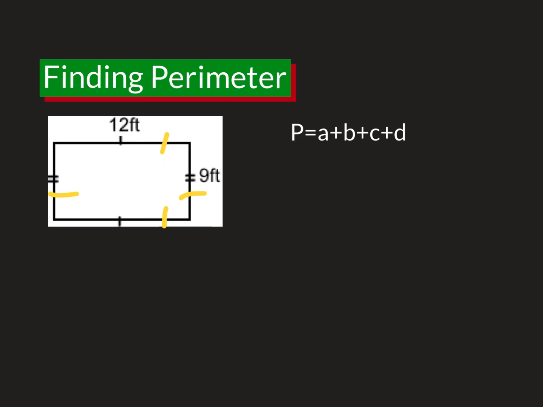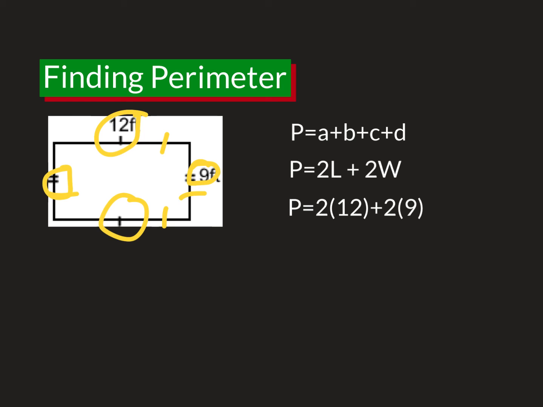Instead of P equals A plus B plus C plus D, you can use P equals 2 times the measure of this side, which is the length, plus 2 times the measure of these 2 sides, which is the width. So in this example, P equals 2L plus 2W. P equals 2 times 12 plus 2 times 9. So P equals 24 plus 18. The perimeter is 42 feet.